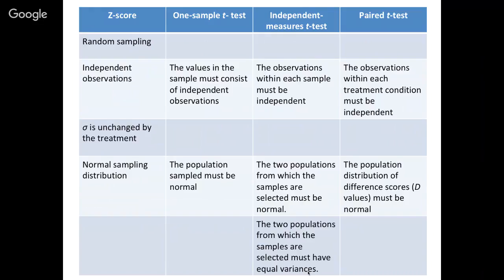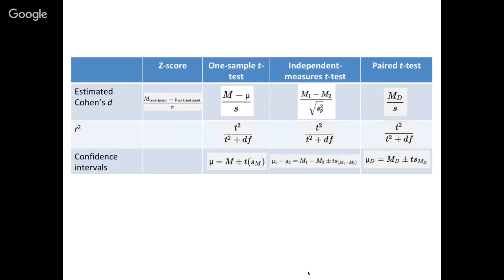After finishing the assumptions, in this slide we compare the effect size, right? How to compute the effect size. For the z-score, we just have one measurement for the effect size, which is Cohen's d. Use this formula, and Cohen's d is always the difference before and after treatment, divided by the standard deviation. In the z-score, the standard deviation is the population standard deviation.